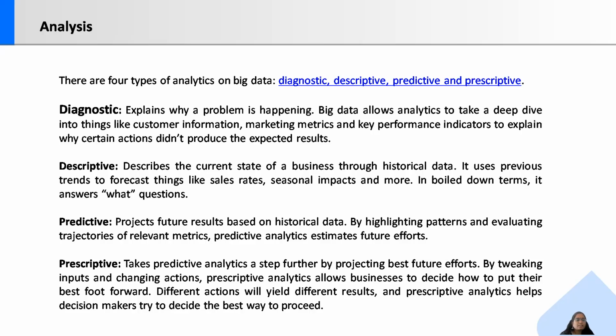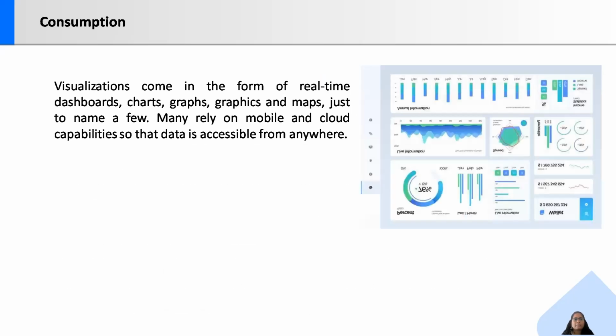The next one is prescriptive. It takes predictive analysis a step further by projecting the best future outcomes. It mainly decides how to take the best action to move forward to the next step. We already have the different sets of results, so we can take decisions based on them to proceed in the best way. So this is prescriptive analytics.